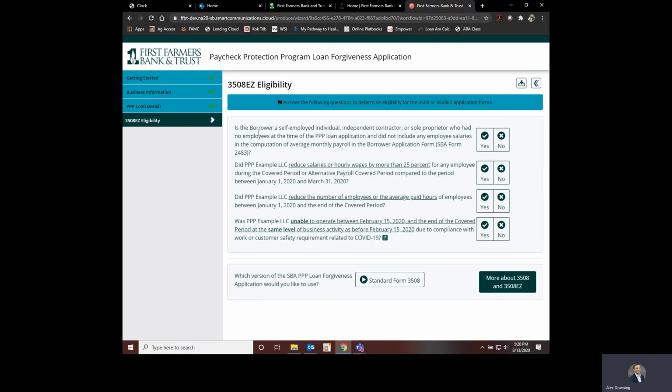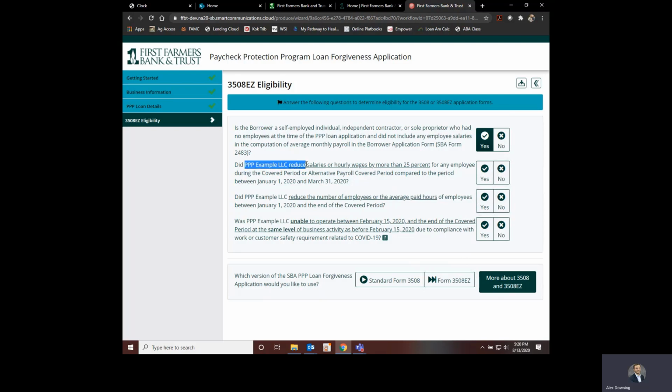So these are the questions to determine whether or not you are eligible for the EZ form. Is the borrower a self-employed individual, independent contractor, or sole proprietor who had no employees at the time of the application, and did not include any employee salaries in the computation of average monthly payroll? For my example, yes. And see, there you go. It already pops up. As long as that's a yes, that can pop up.